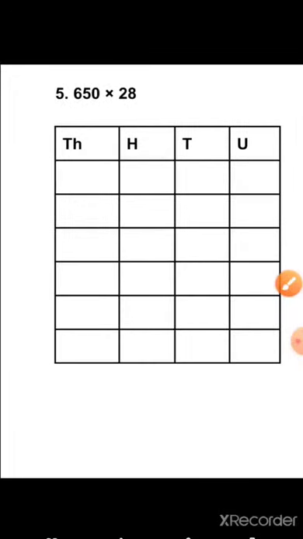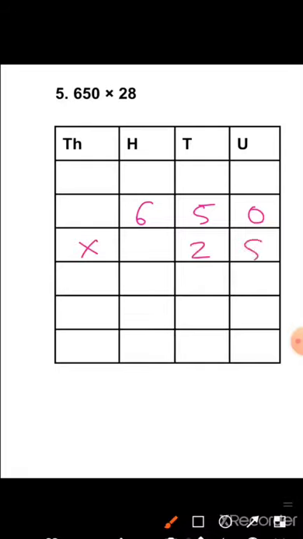Question number 5. 650 multiply by 28. 8 zeros are 0. 8 fives are 40. 0 down, 4 carry forward. 8 6s are 42. 42 plus 4, 46.